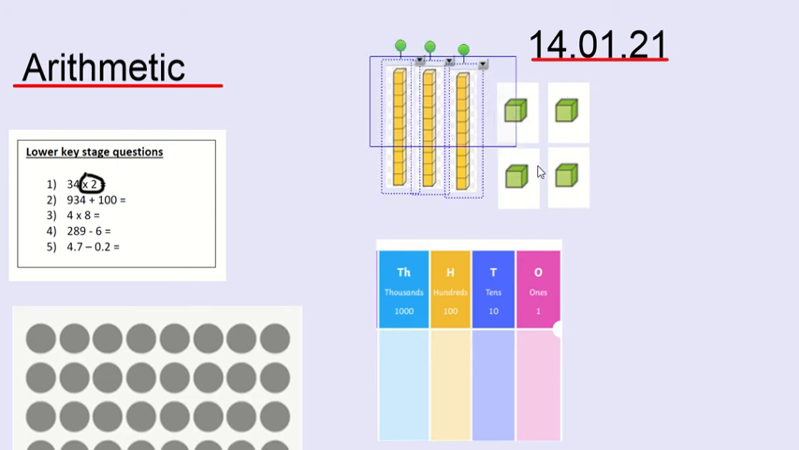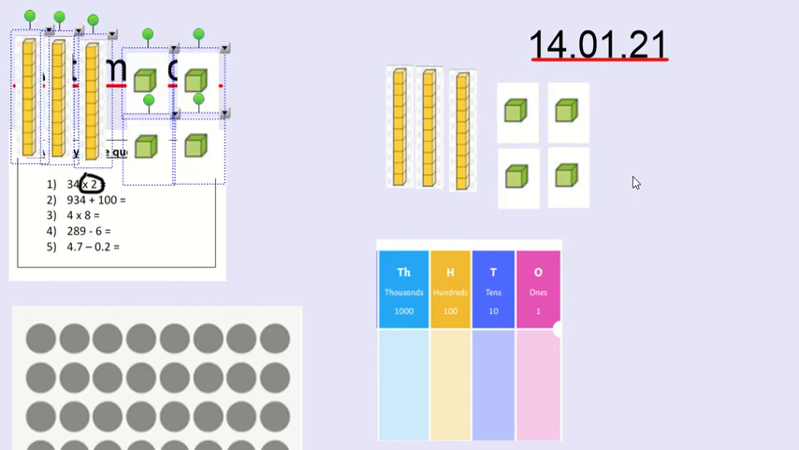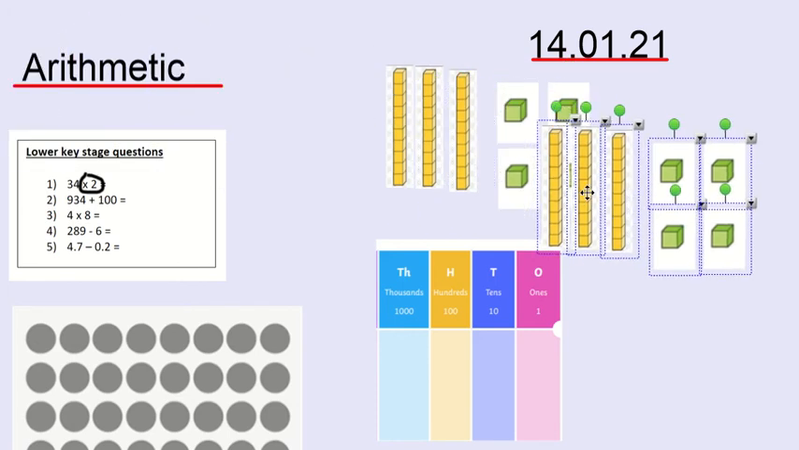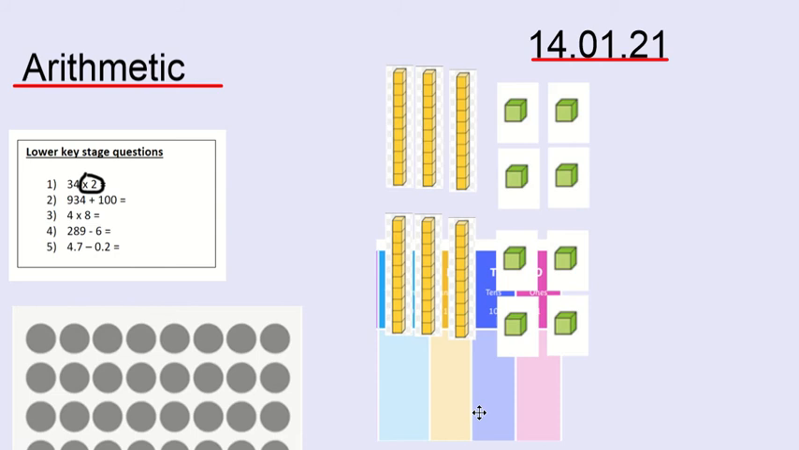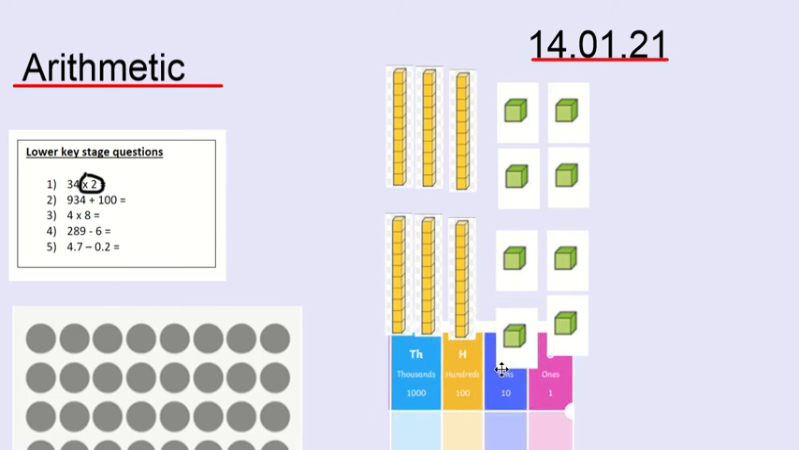Now to double this number, I'm going to need 2 lots of it. Here you are, here's my second lot. So I've got 2 lots of 30 and 2 lots of 4. Now all together, I've got 6 10s or 60 and 8 1s. So the answer for number 1 is 68.